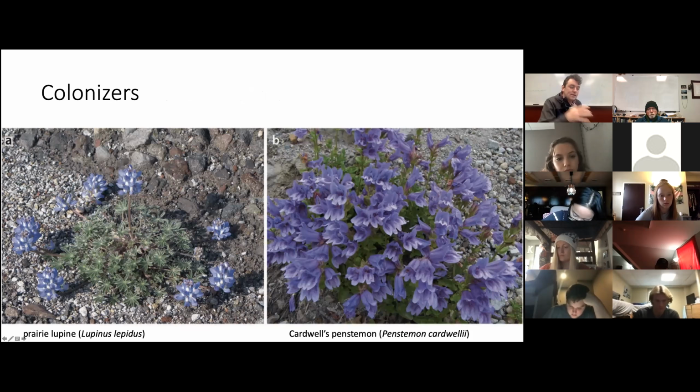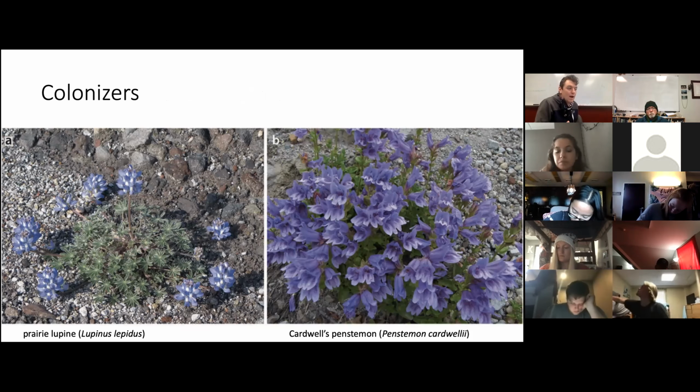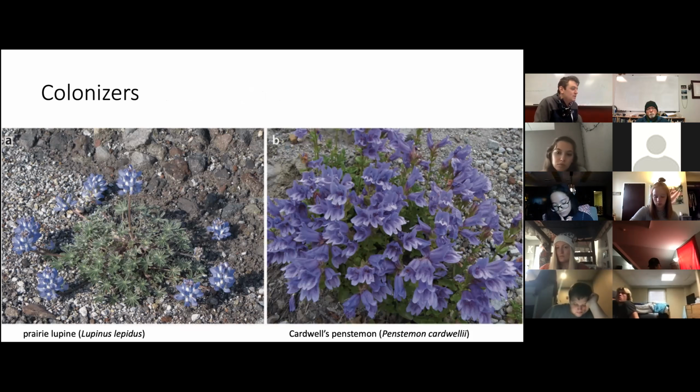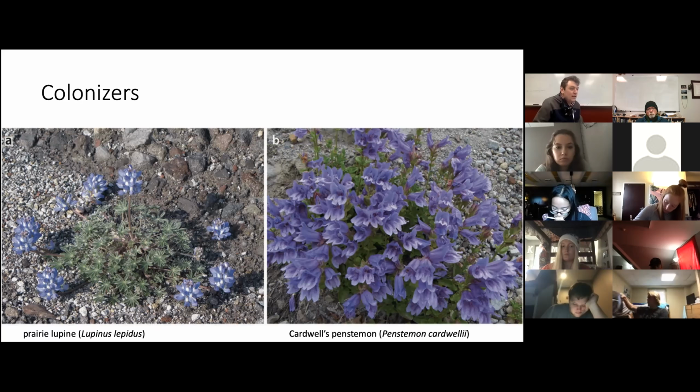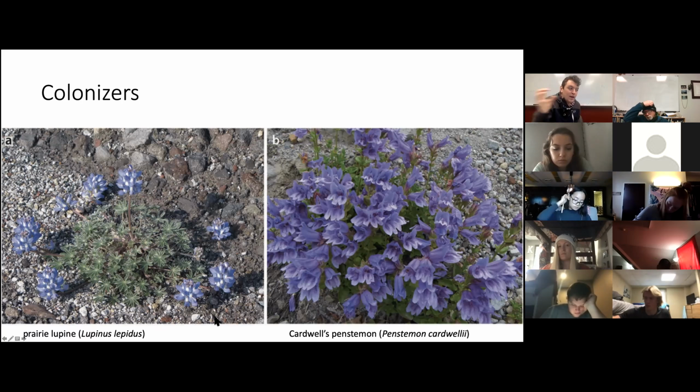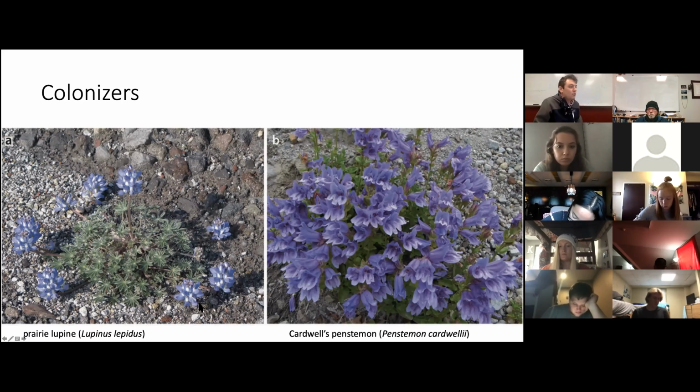The other kinds of organisms that come back right away are ones that are good colonizers. These are plants that are optimized for colonizing new habitats, freshly disturbed habitats. Often we call these pioneer species. So prairie lupine is a good one. This is a member of the legume family, which we've talked about a little bit out in the field. These are nitrogen fixers, so they're bringing the ability to produce some of the nutrients they need with them when they arrive in the newly disturbed landscape.